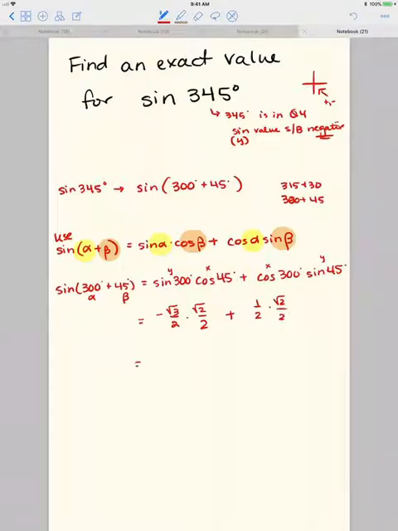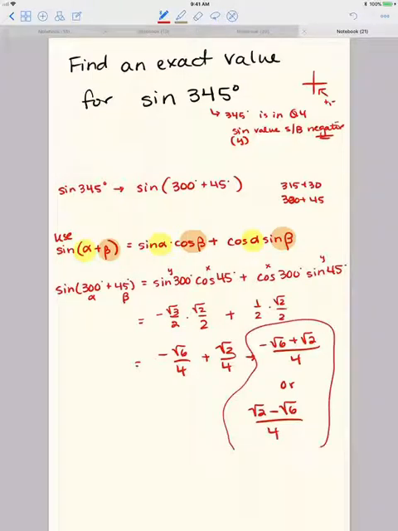If we multiply the fractions, we get negative square root of 6 over 4 plus square root of 2 over 4. And since they have the same denominator, you can write negative square root of 6 plus square root of 2 over 4. Or if you wrote square root of 2 minus square root of 6 over 4, those are the same thing. So order of subtraction, addition, preference, it doesn't matter. But that should numerically give you the same thing as plugging in degree mode the sine of 345 degrees. And it will be negative. The numerator is a negative number.